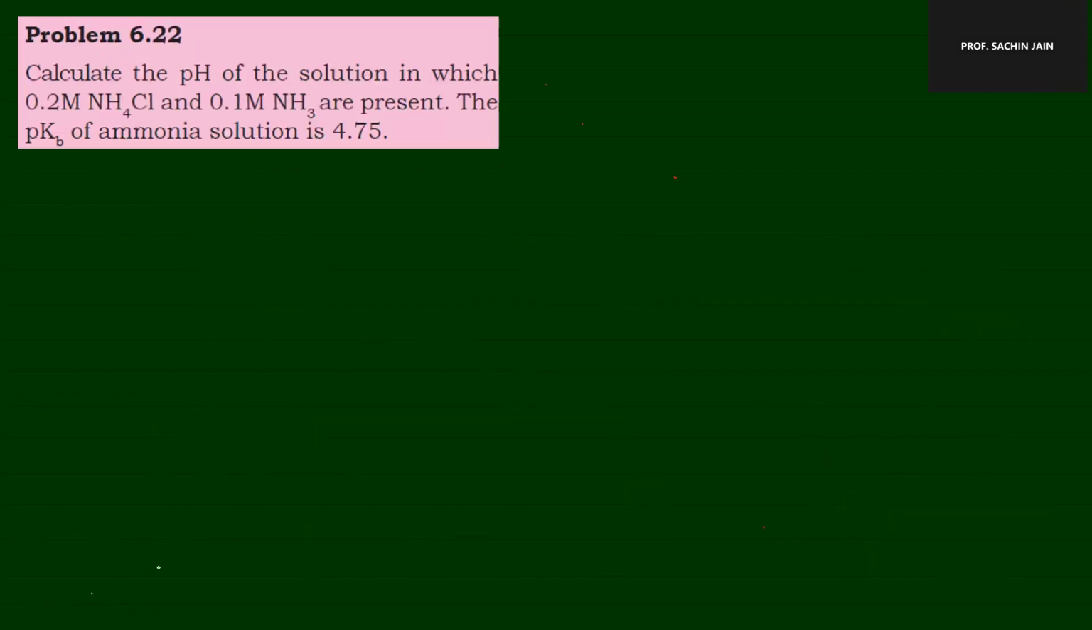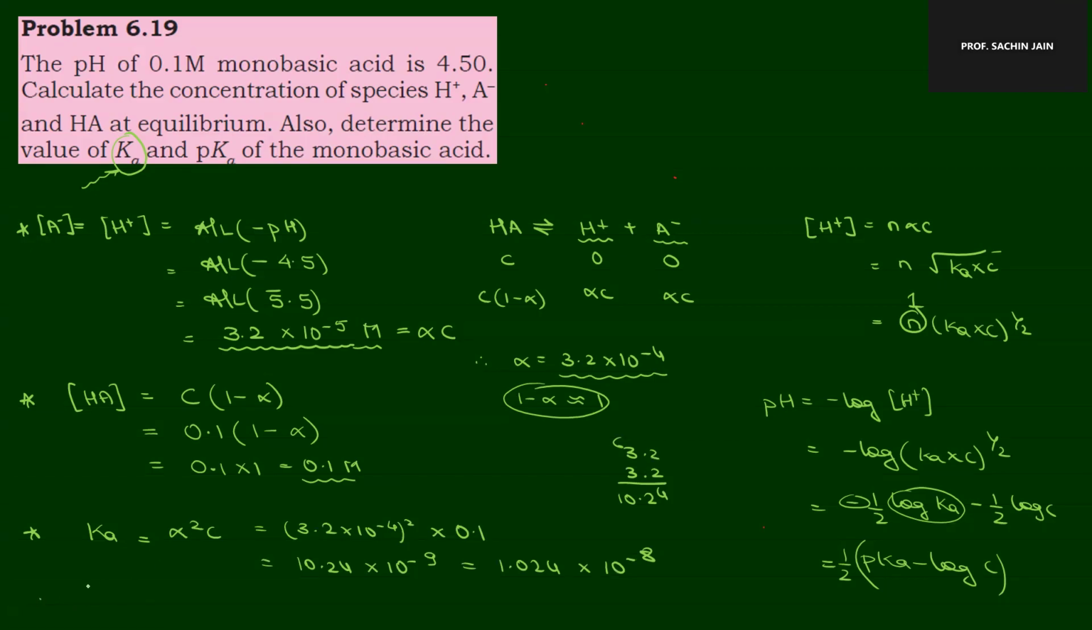अब pKa भी पूछा है, तो through this pKa is equal to minus log of Ka. 1.024, now this is approximately 1 and log 1 is 0. So the answer is 8. We found A minus, H plus, HA, Ka, pKa, 5 वैल्यूज हमने यहाँ पर फाइंड कर लिया. Is this question clear?